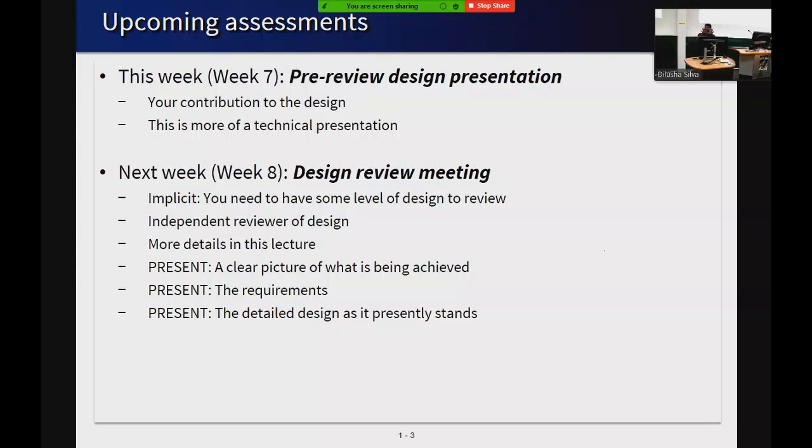Now remember, the assessment for this is the team meeting. There is no additional design review meeting assessment. It is just assessed within your team meeting. Right? There are no additional marks for this. But the point of the design review meeting is to make sure you figure out as much as you can that's wrong about it, and that helps you refine your design.